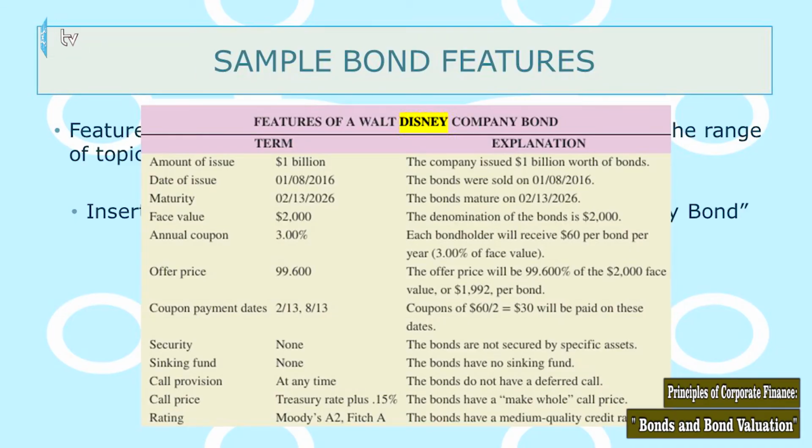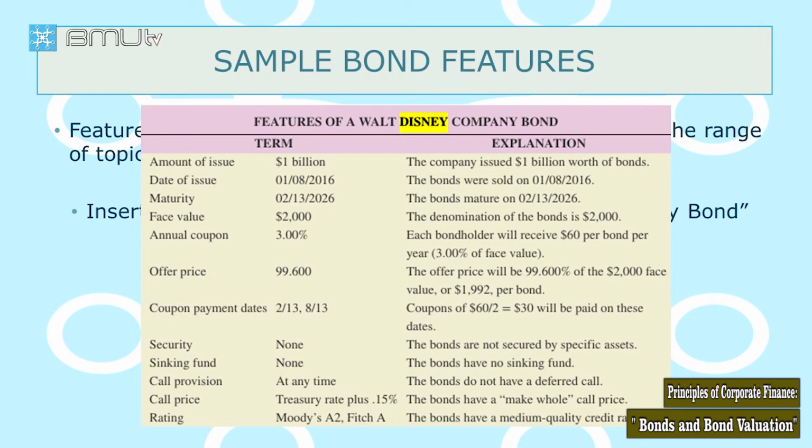We have sample bond features here. Here's a Walt Disney Company bond. You see the amount of issue is $1 billion. The company issued $1 billion worth of bonds. The date of issue, when it was issued, was January 8th of 2016, and the maturity, when they will expire, the last face value payment will be on 13th of February 2026.